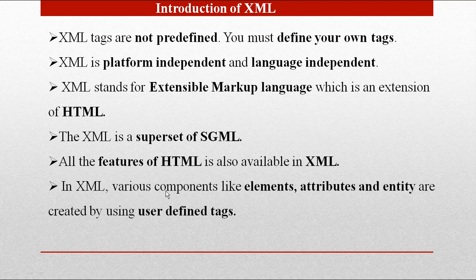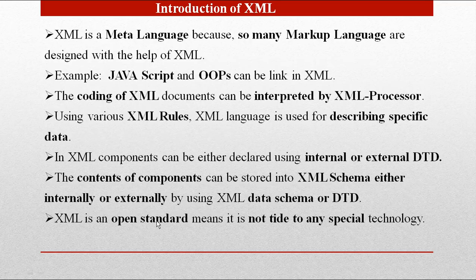So in XML, various components like element, attribute and entities are created by using user defined tags. User defined tag is the most important thing, because in XML there is no predefined tag and the user has to define its own tag. So XML is a meta language. Why is it called a meta language? Because so many markup languages are designed with the help of XML. A number of languages are developed using XML.